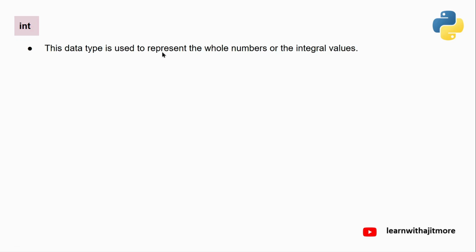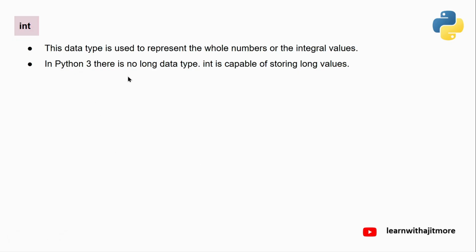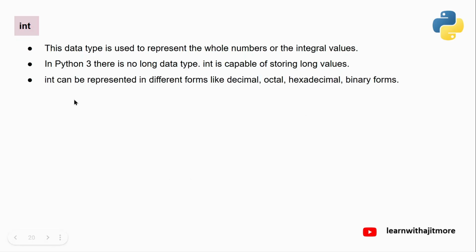So this data type is used to represent whole numbers or integral values. Integral means those which do not have a decimal. In Python 3 there is no long data type. Int is capable of holding long values. Whatever big number you want to store, do it. I told you, internally its memory management is very complicated. It keeps maintaining that linked list technique and all.